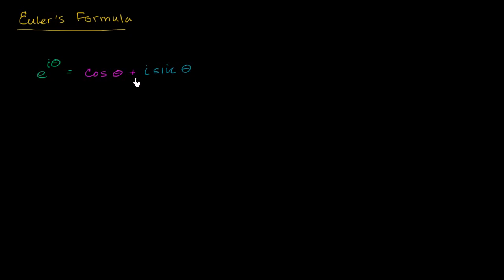If this is e to the i theta, let's see what e to the negative i theta would be. So e to the negative i theta is the same thing as e to the i times negative theta, which would be equal to, by Euler's formula, cosine of negative theta plus i sine of negative theta.